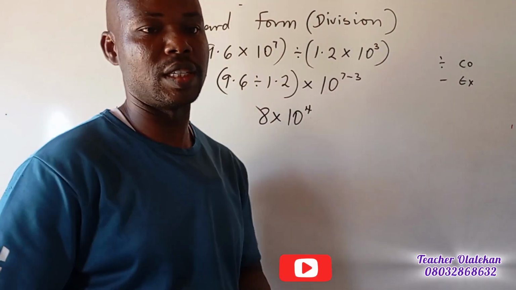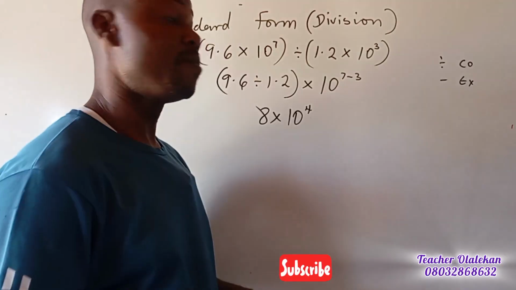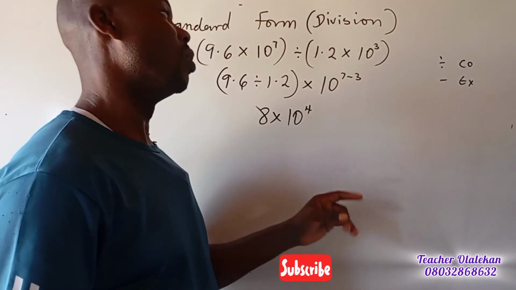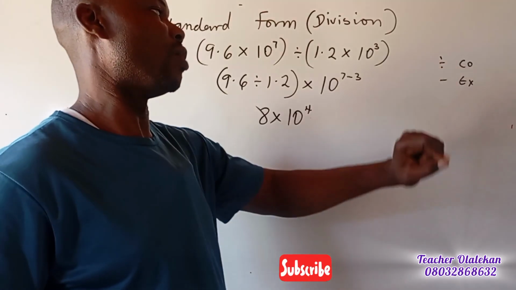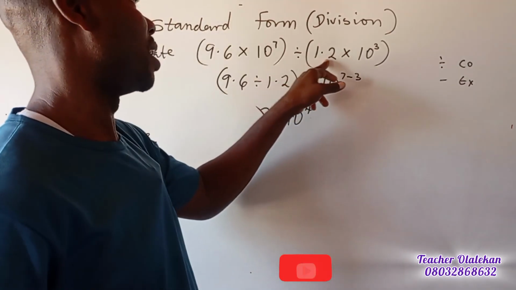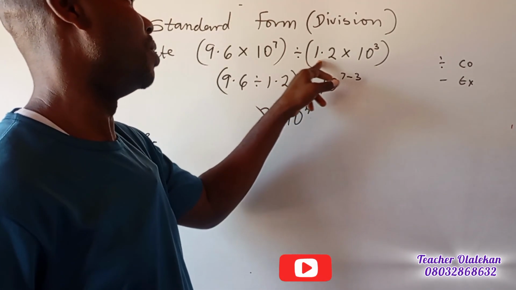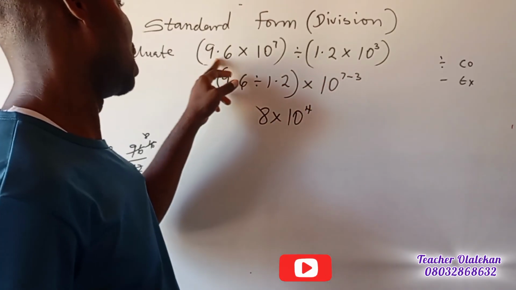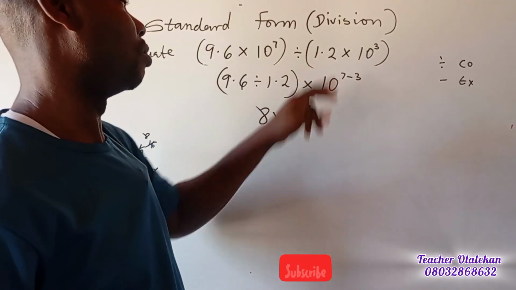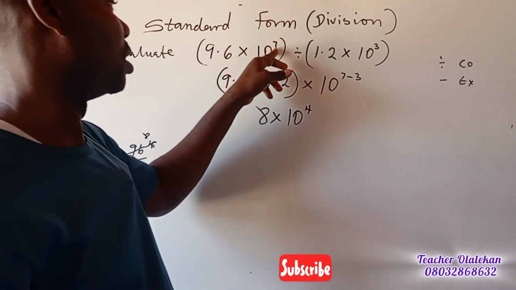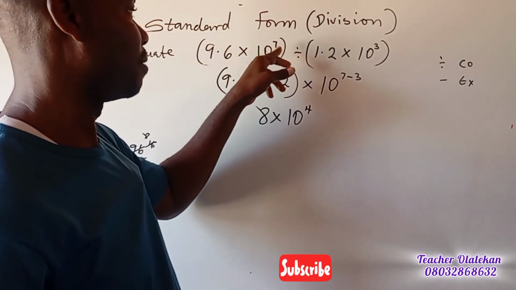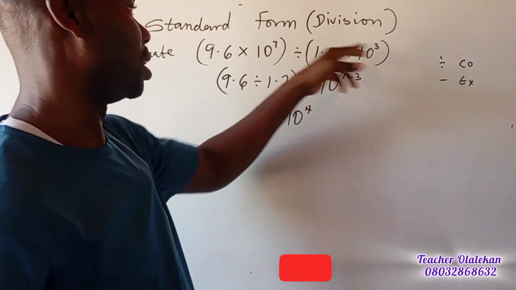This is just how to divide in standard form. It's very easy, just like the multiplication. The rule is that you divide the coefficient. That is what I meant by the coefficient, your base figures. So that's 9.6 divided by 1.2. Then for your exponents, since division says you take away, you take them away.